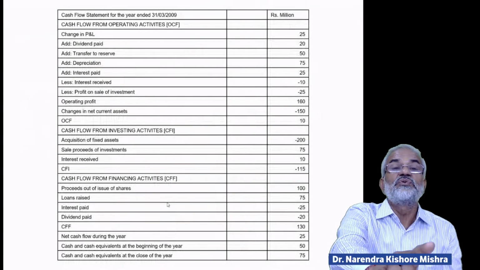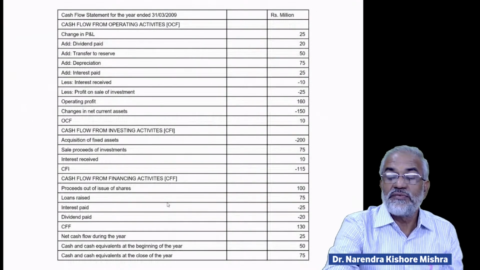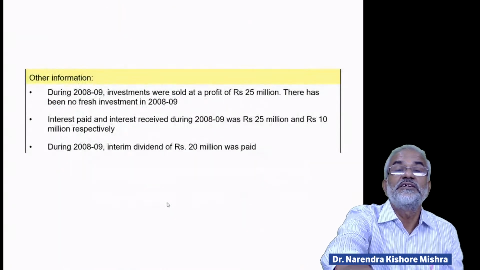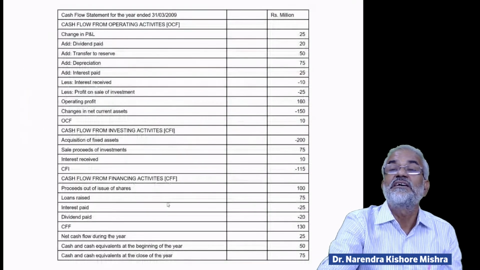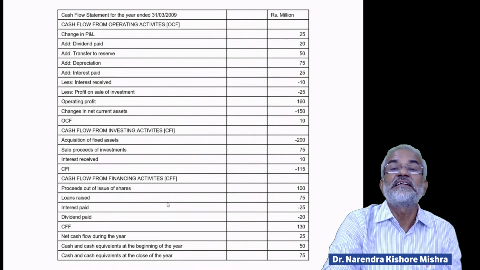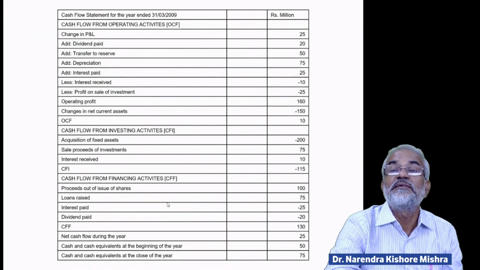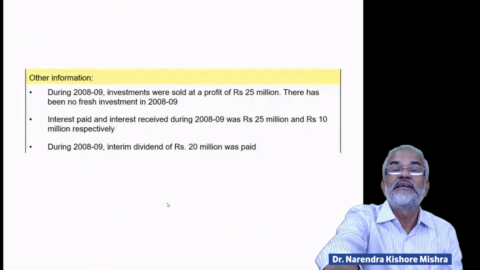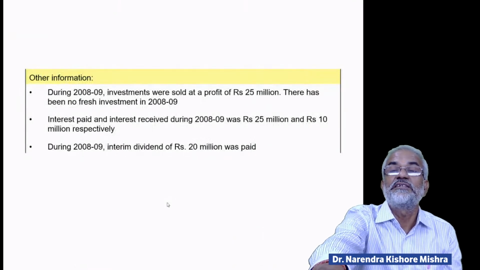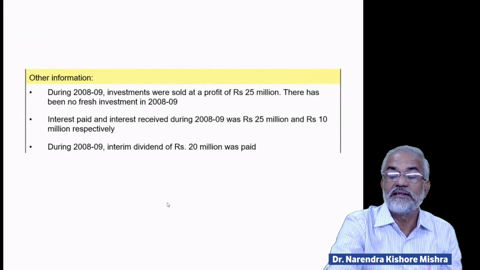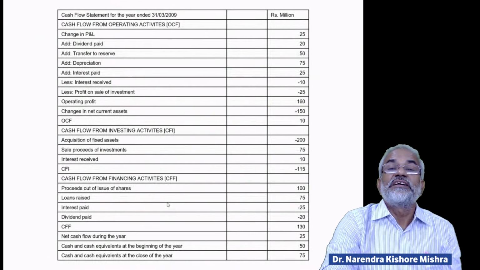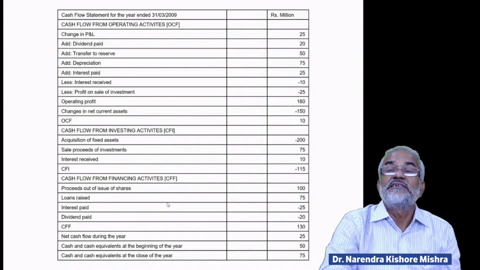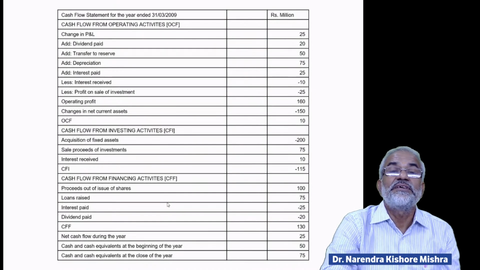And here you look to the interest paid. Interest paid is 25,000 as given in the additional information. During the year 2008-9, investments were sold at a profit of 25 million. That's why it is considered here as 25 million. Then less interest received. Interest received is 10 million as given here. Interest paid is 25 million and interest received is 10 million. That's why it is taken here as 10 million. Then profit on sale of investment is directly given as additional information, that is 25 million. So that's why it is taken as minus 25 here.